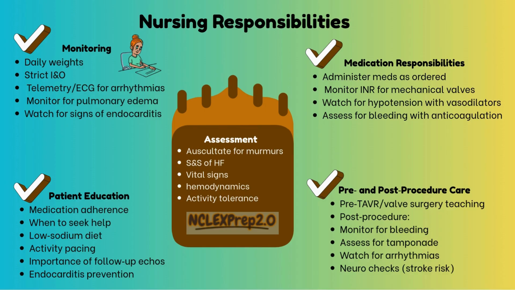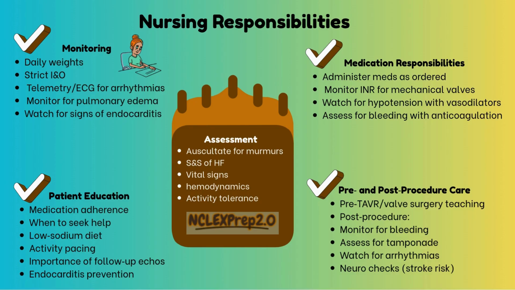Neurochecks for patients with arrhythmias like AFib is very important because these patients can throw off a clot and it can cause a stroke. Patient education. Talk to them about medication adherence and why it's important, especially patients who have mechanical valves, that they have to take their warfarin faithfully.